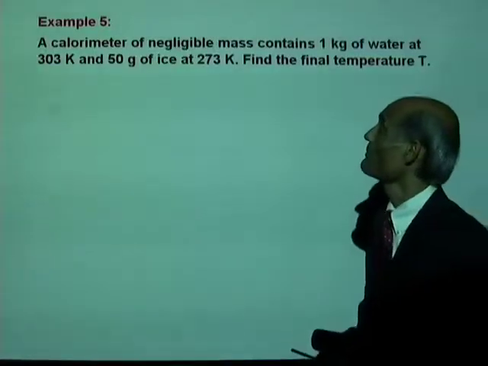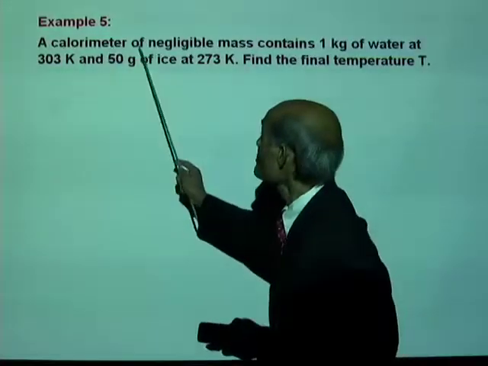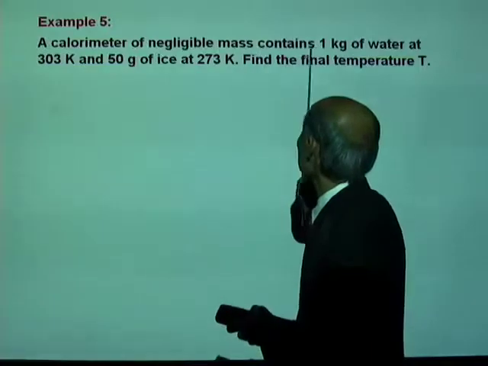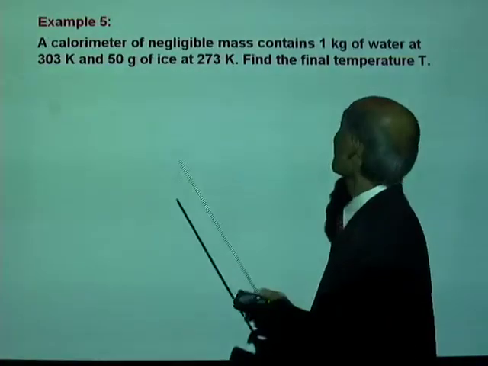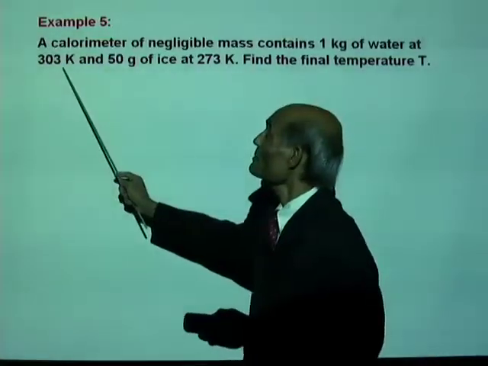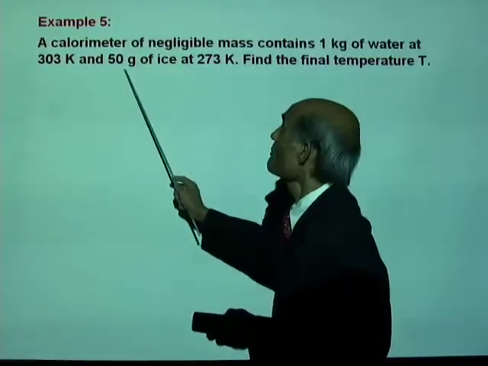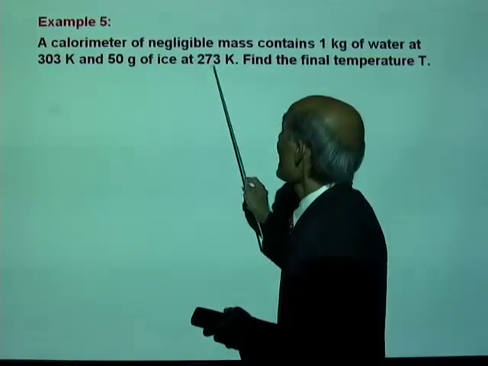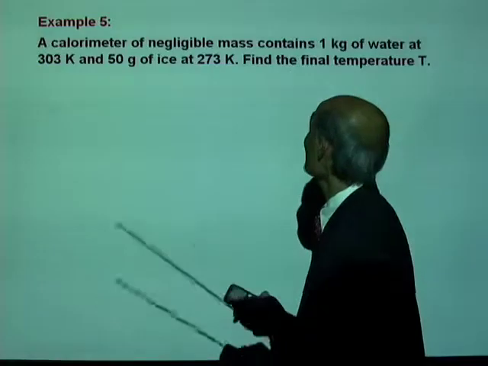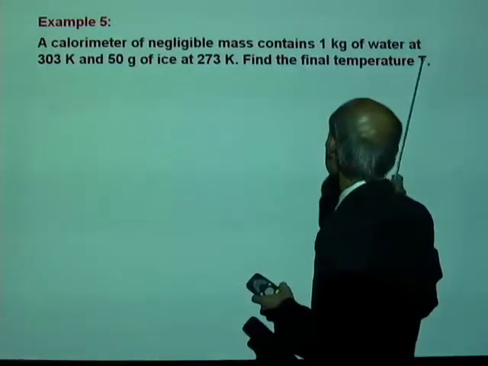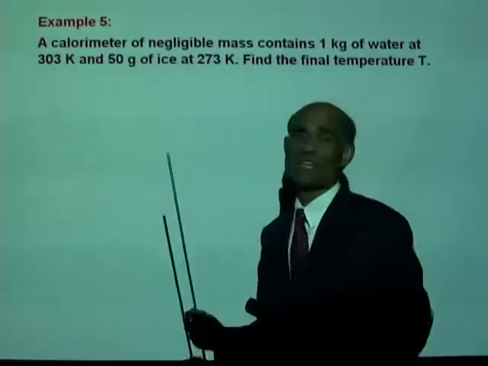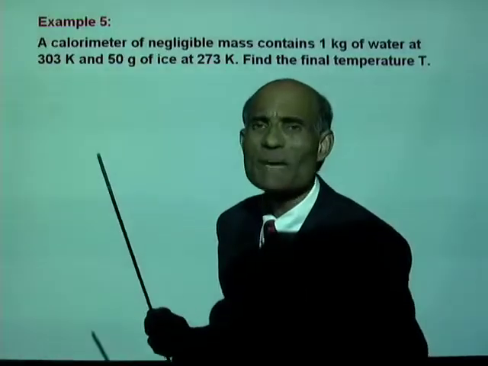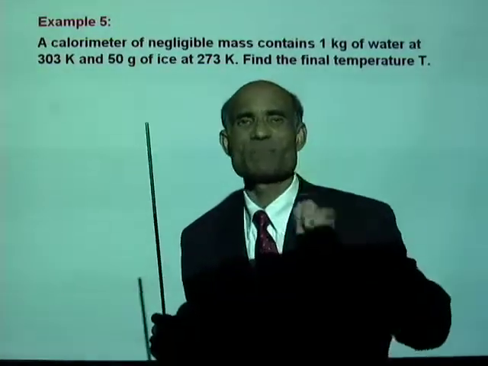Let's do another problem. A calorimeter of negligible mass contains 1 kilogram of water at 303 Kelvin and 50 gram of ice at 273 Kelvin. Find the final temperature, uppercase T. We just use uppercase T as the final temperature.